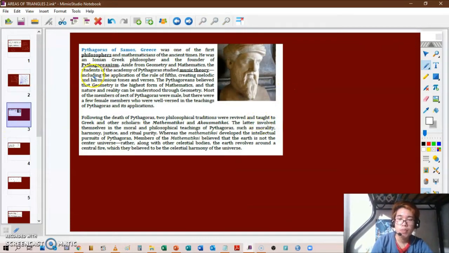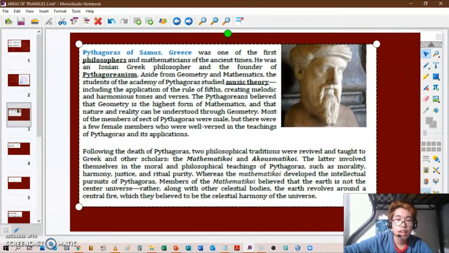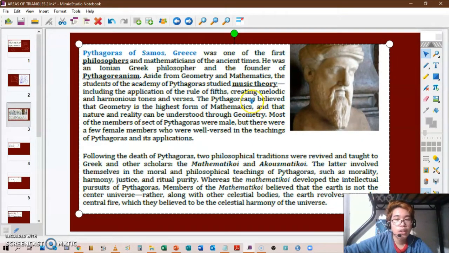Like Hero of Alexandria, Pythagoras of Samos has a history. Pythagoras of Samos was one of the first Greek philosophers of the ancient times. He was an Ionian Greek philosopher and the founder of Pythagoreanism.